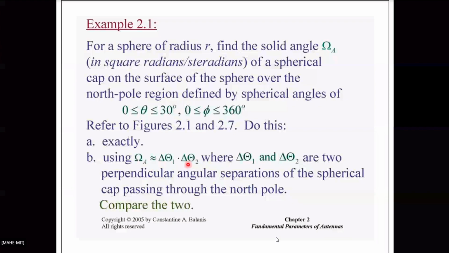You can find the solid angle. So he has given the limits of theta and phi. Find out exactly. Now calculate and tell me exactly how will you do it. Total solid angle. Exactly how will you find out? You have to integrate.